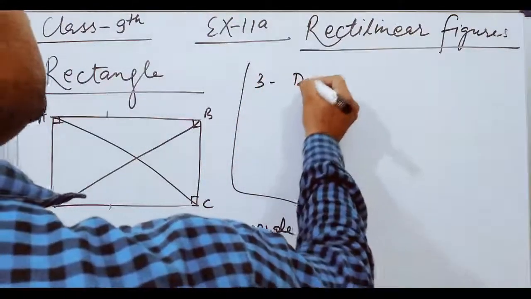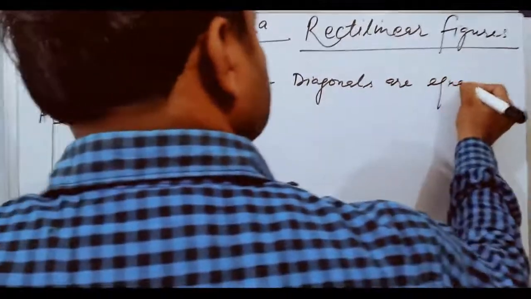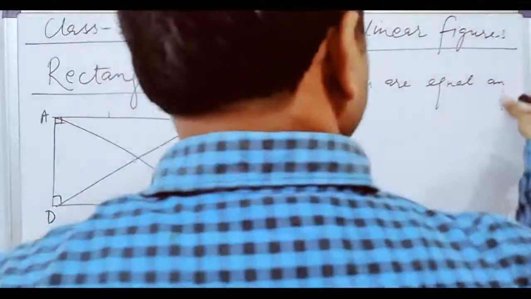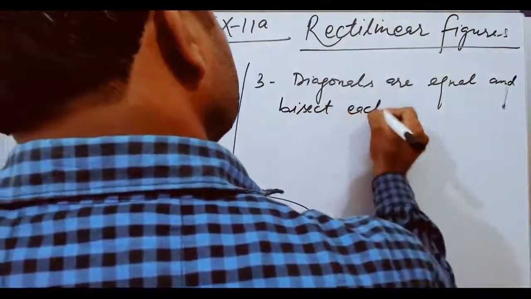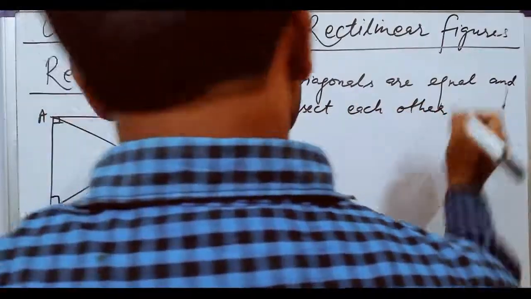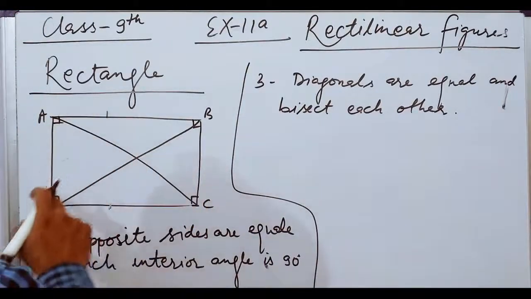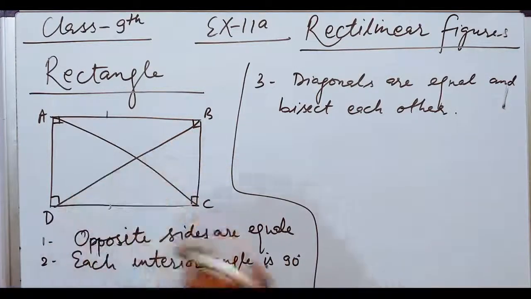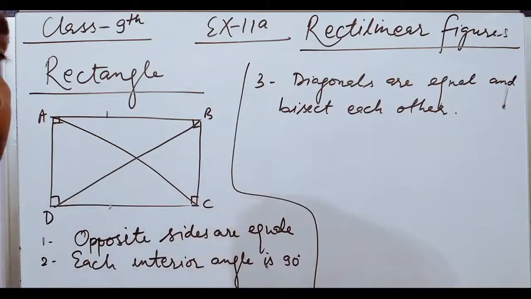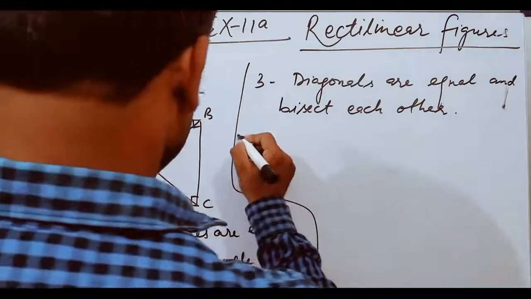So what is the difference between a parallelogram and a rectangle? In a rectangle, each angle is 90 degrees and diagonals are equal. If diagonals are equal in any parallelogram, then it is a rectangle. Okay, dear students.